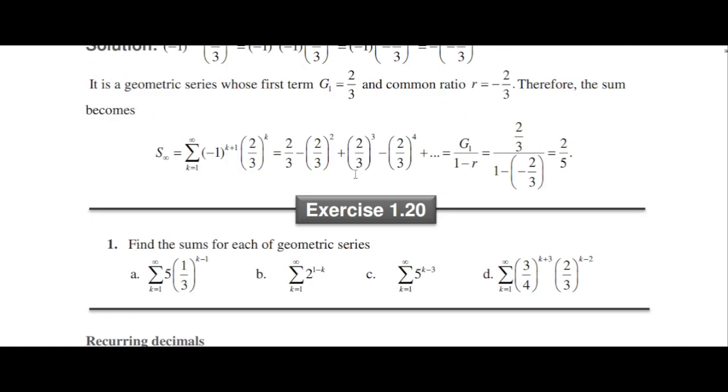Let's go to exercise 1.20. Find the sums for each of the geometric series. Okay, let's complete this. Question number A. Okay. Let's list out some terms for this one.